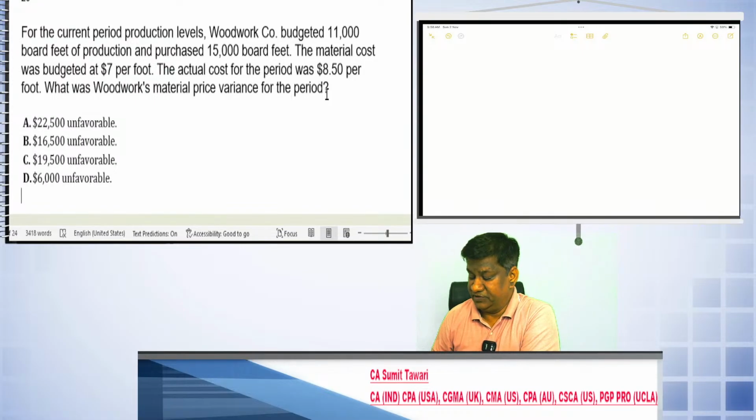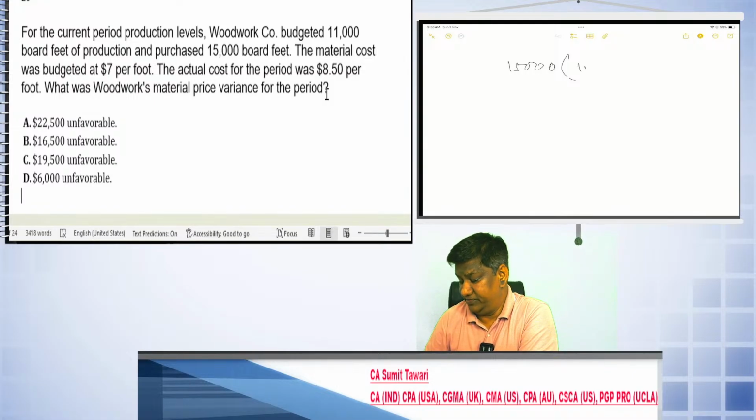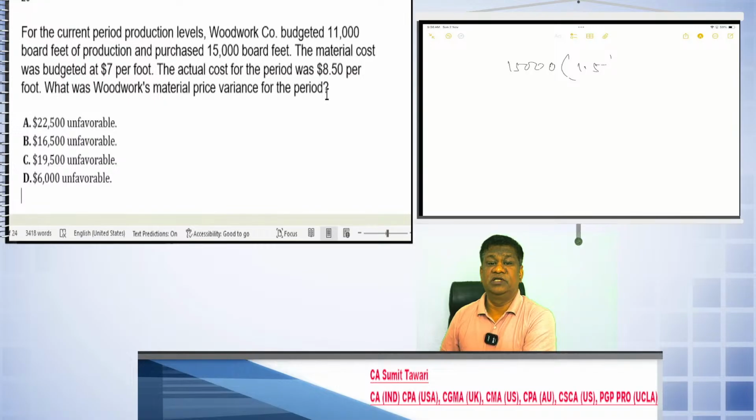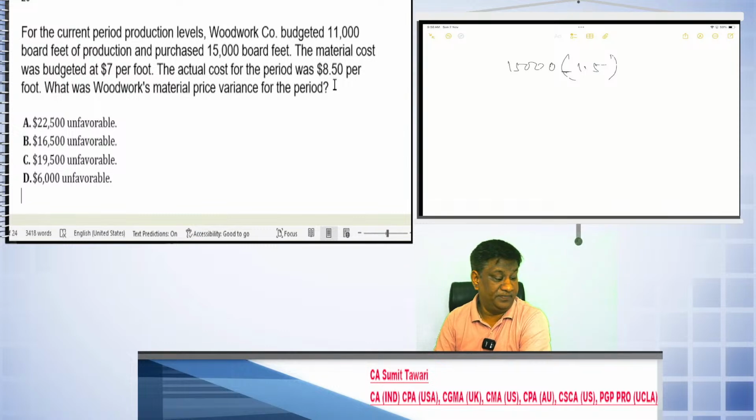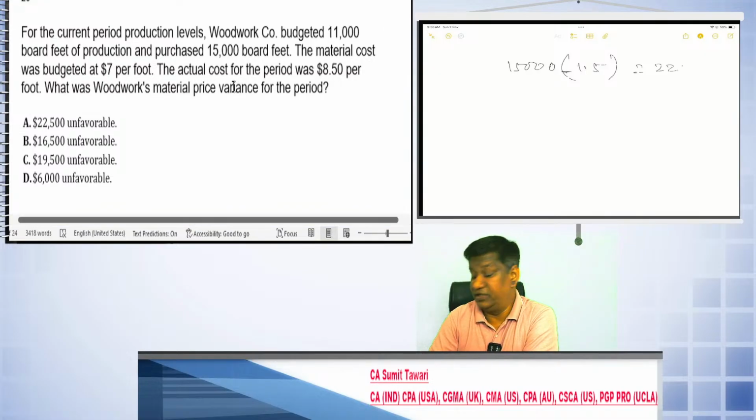Actual, correct. 15,000, yes, 15,000 you need to take. Correct. Multiply the variances of 1.50. Yeah, 1.5, correct. Means like a budget it is 7 and the actual is 8.5. So it is negative. Means 8.5 minus 7. Okay, so 15,000 multiplied by 1.5. So 22,500 negative, unfavorable. A is the right answer.